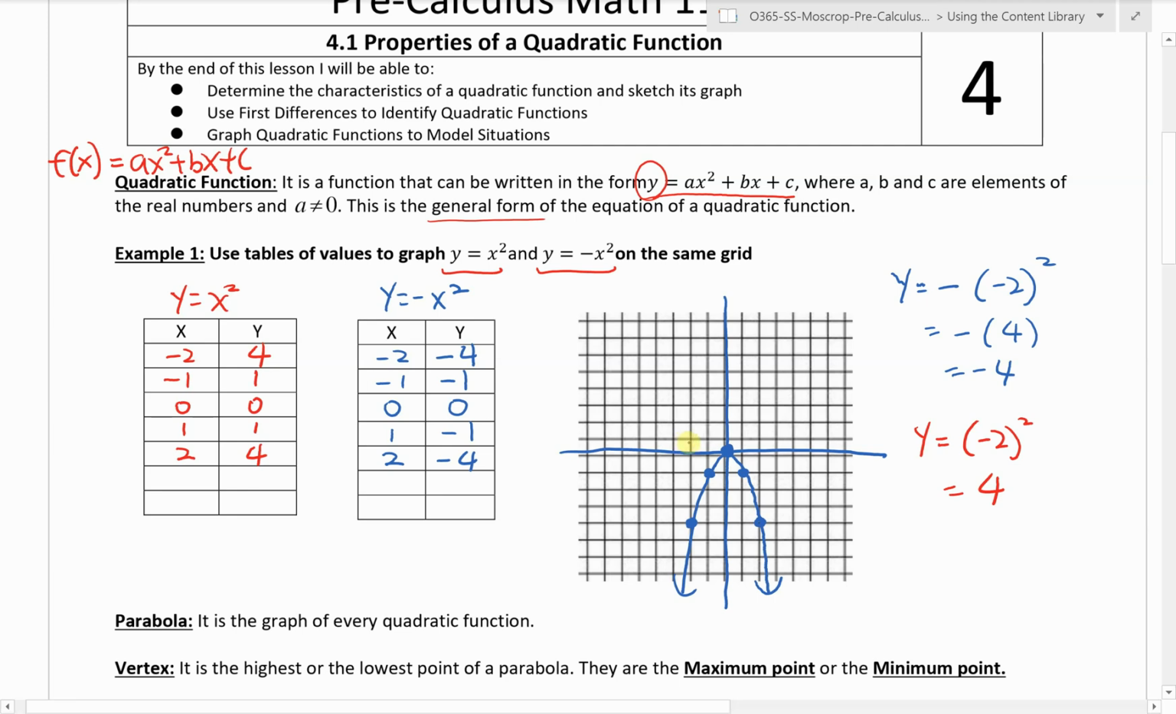So if we plot the points, negative 2 and 4 is right here. Negative 1 and 1 is right here. 0, 0 is here. 1 and 1 is here. 2 and 4 is right here. So the graph looks like this.